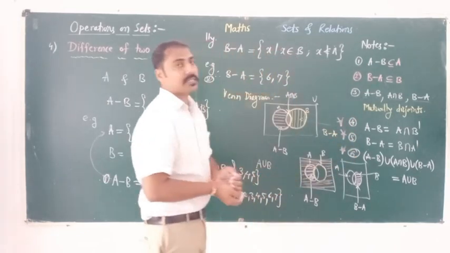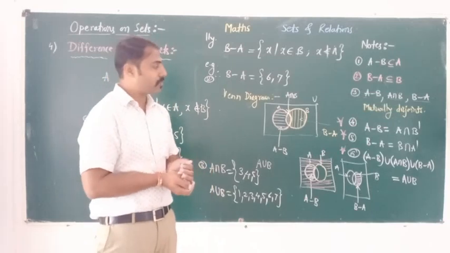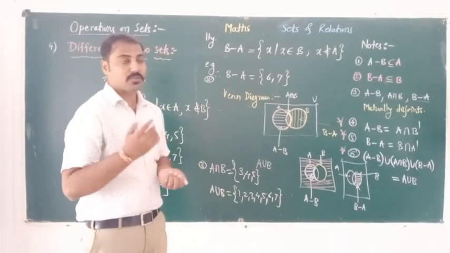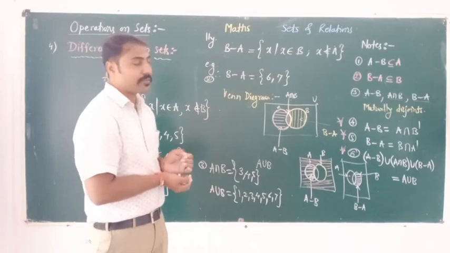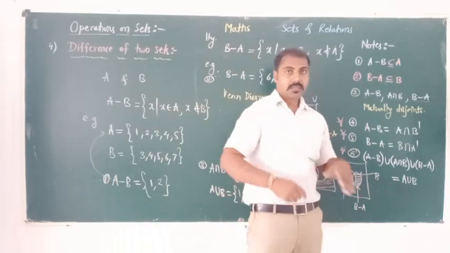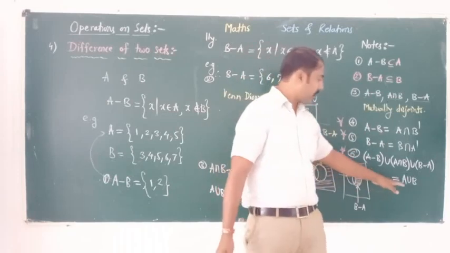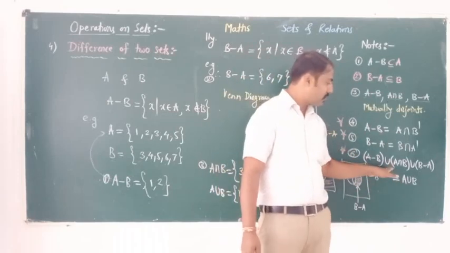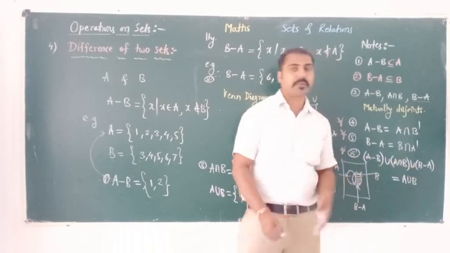a minus b हा कसा लिहू शकतो मी a इंटरसेक्शन b कॉम्प्लिमेंट, b minus a कसा लिहू शकतो b इंटरसेक्शन a कॉम्प्लिमेंट आणि a युनियन b जर तुम्हाला 3 सेट्स मध्ये लिहायचं असेल तर a युनियन b असं असेल a minus b युनियन a इंटरसेक्शन b युनियन b minus a.